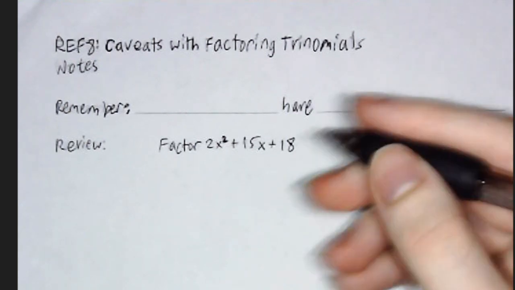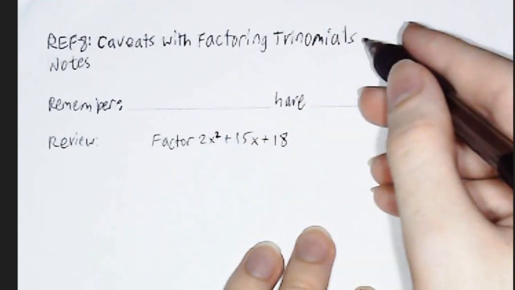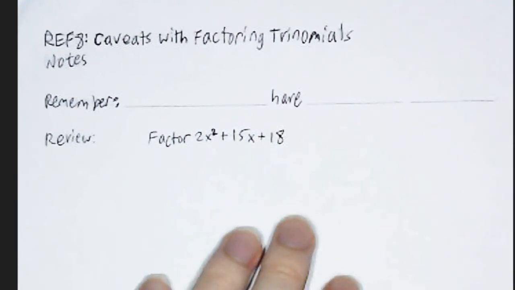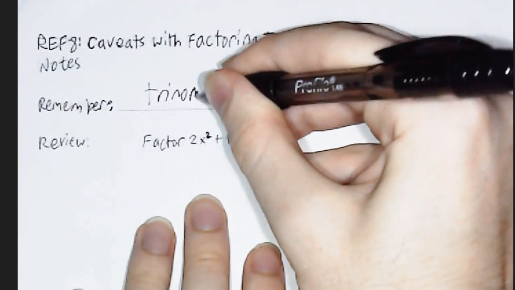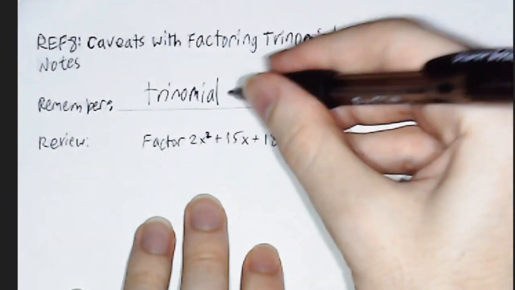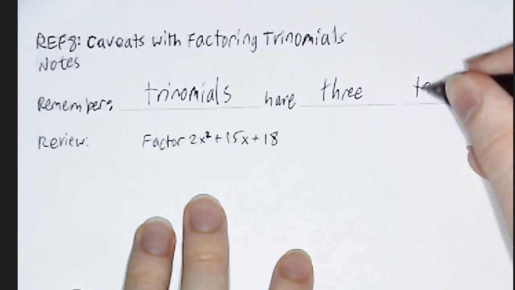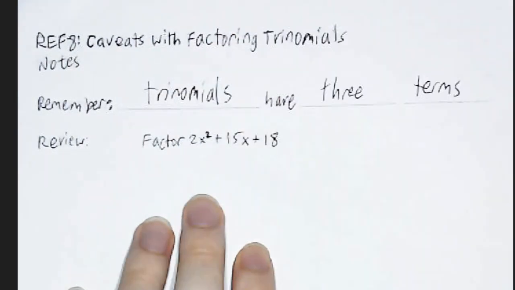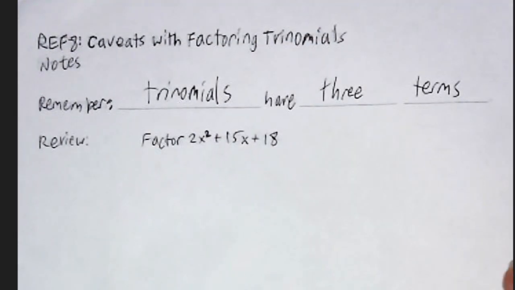Alright, so REF8. So we're going to talk about factoring trinomials once again. Remember, trinomials are a type of polynomial. Trinomials have three terms. That's why they're called trinomials. So polynomials can have anywhere from 2 to however many terms. Trinomials specifically have 3 terms.